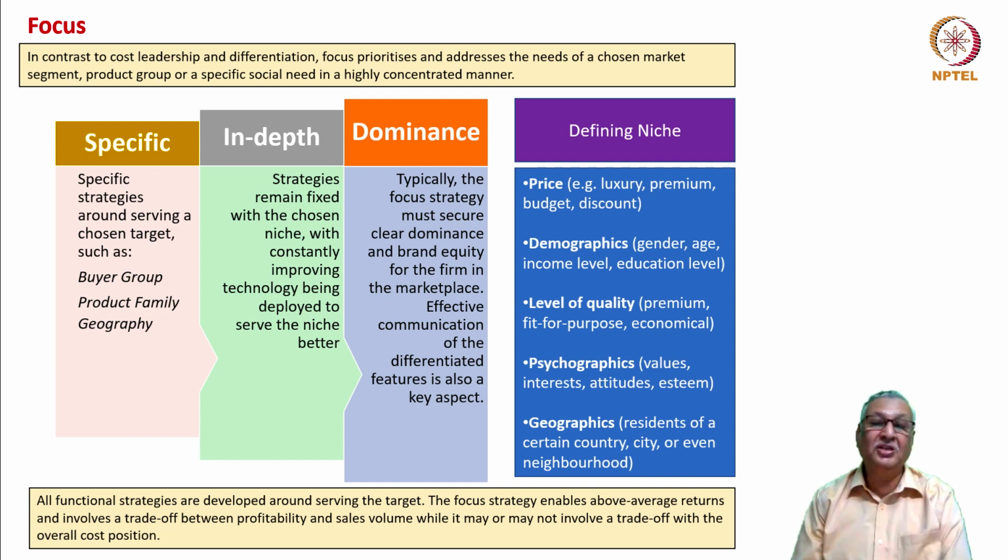Demographics: gender, age, income level, education level. You can cater only to the stationery needs of students, or you can cater to the stationery needs of businesses as well. Depending on that, your copier papers, your normal papers change in their texture, in their GSM and other factors. The level of quality: premium, fit for purpose or economical. Psychographics, that is the values, interests, attitudes and esteem needs for which the products and services are made. Geographics, that is only for the residents of a certain country, our home country, city or even neighborhood.